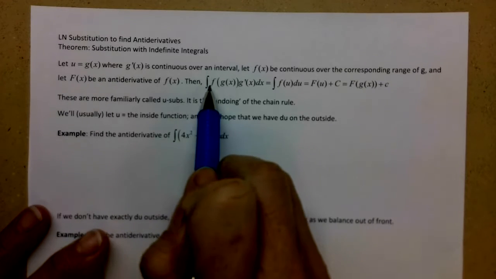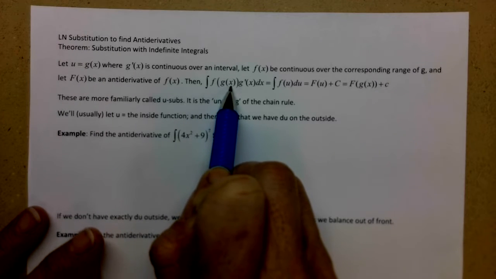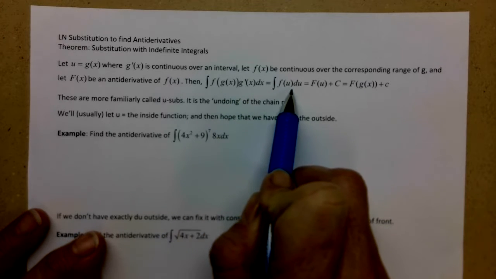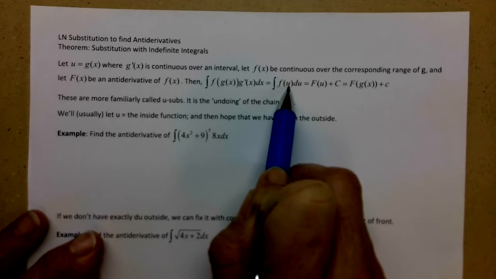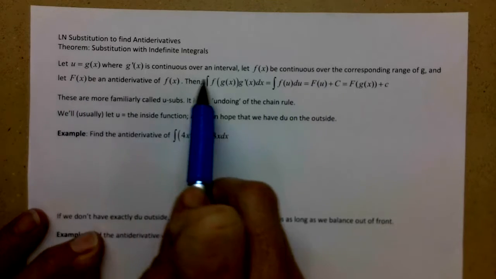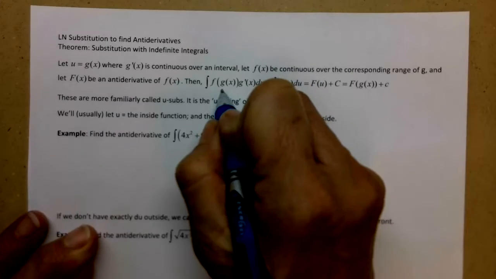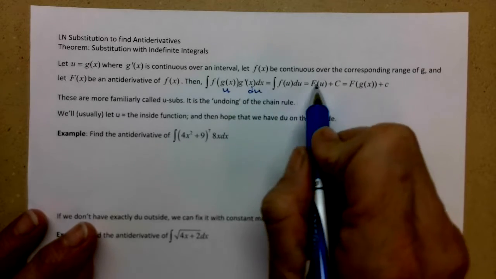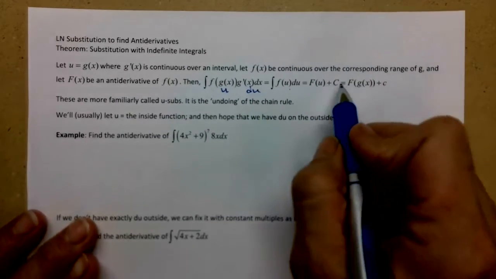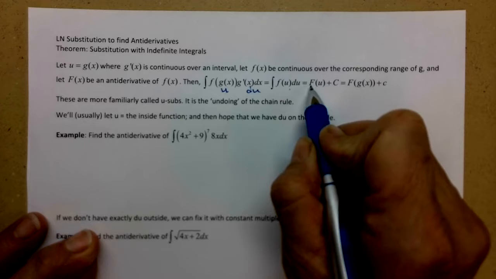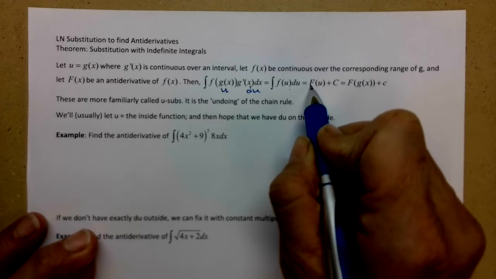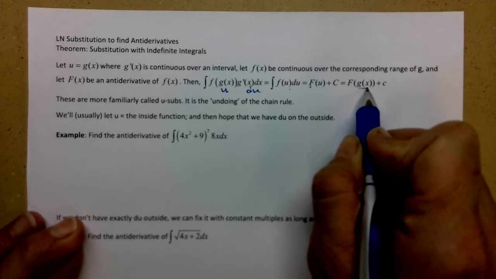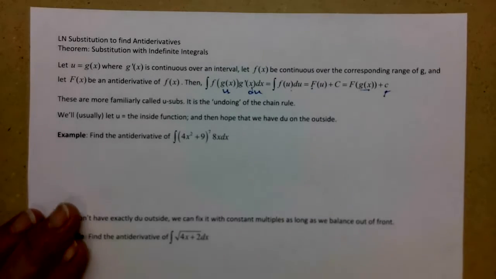Then the integral of f of g of x times g prime of x dx, we can transform into the integral of f of u du. So we let u be g of x, so f of g of x, here's your u. And then g prime of x dx, that's du. So it's just rewriting it. And then finally, here's the part we're getting to. That means we get capital F of u, the antiderivative of little f of u, but u was g of x, and then always write plus c.